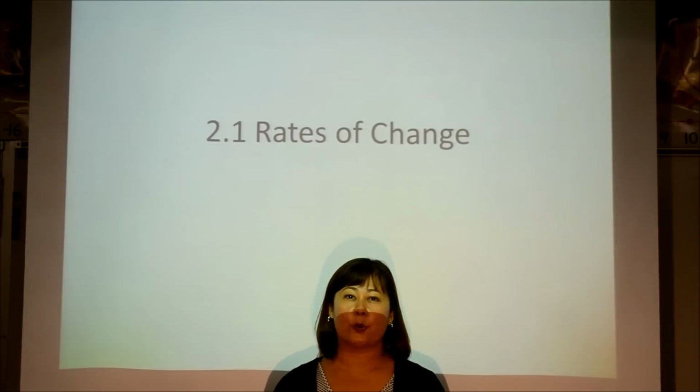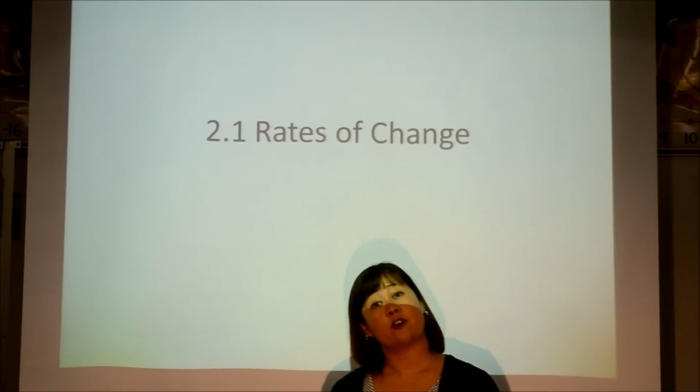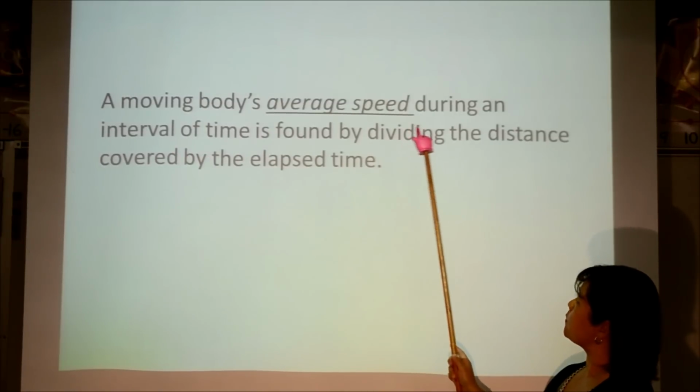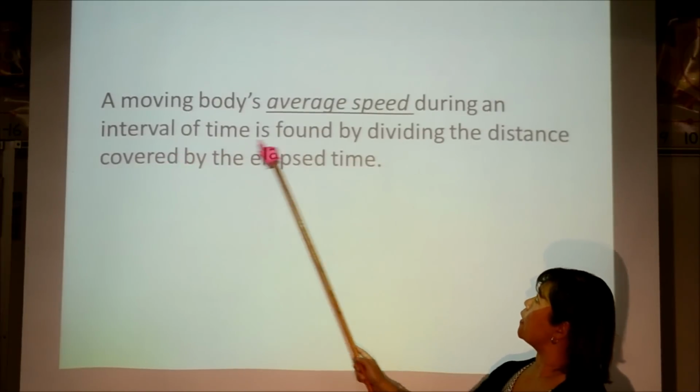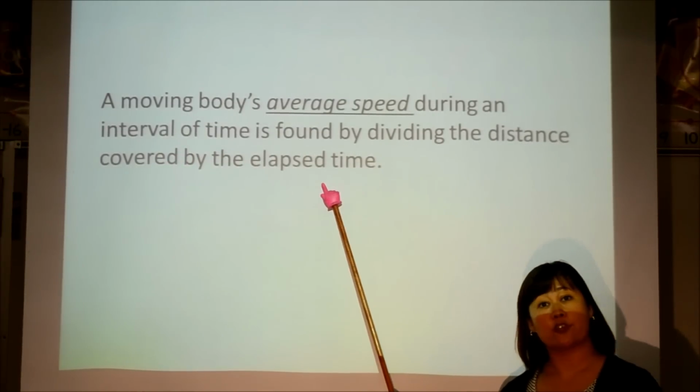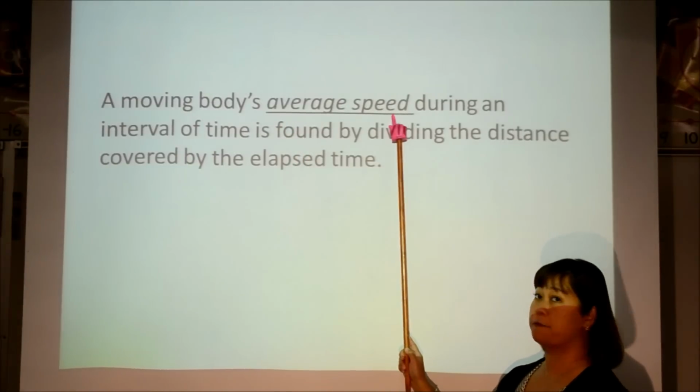This section is on 2.1, rates of change. So let's go ahead and talk about some definitions for the rates of change. It says a moving body's average speed during an interval of time is found by dividing the distance covered by the elapsed time. So what we're actually looking for is the average speed formula.